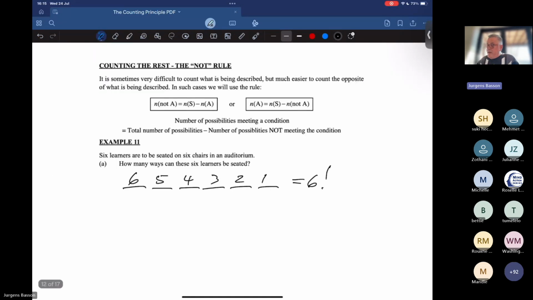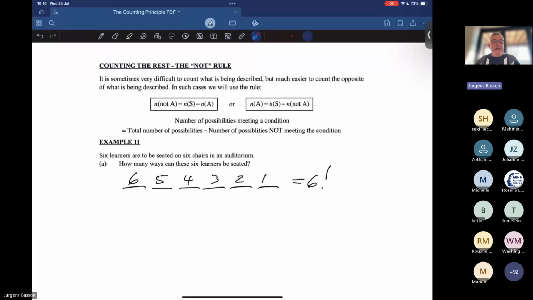I'm going to just take you back to this one. Maybe this one will be applicable. The n of not seated together is equal to the n of s, that's the 6 factorial, minus the n of a seated together. Now, if you know how many ways they are seated together and you subtract it from the total, then you agree what is left is they are not seated together.